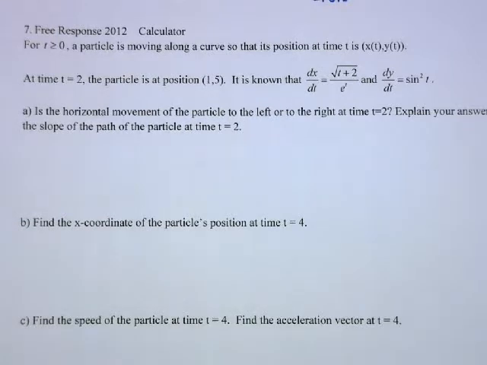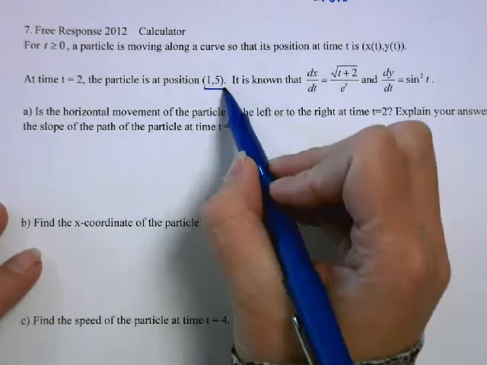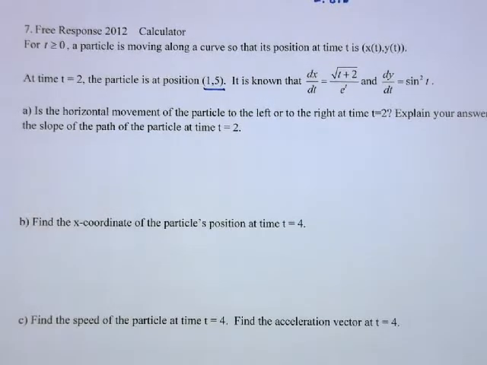Another problem from 2012. A particle is moving around the curve, so its position is x of t, y of t. At t equals 0, the particle's position is (1, 5). That's important. And we have the equations for dx/dt and dy/dt. Is the horizontal movement of the particle to the left or to the right at t equals 2? Explain your answer. Then we're going to find the slope.